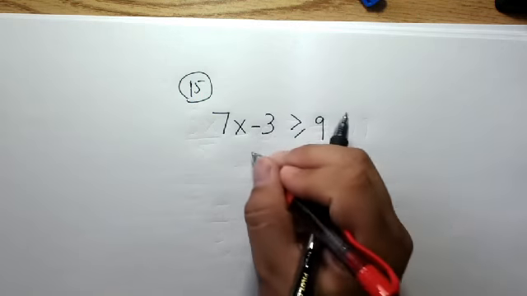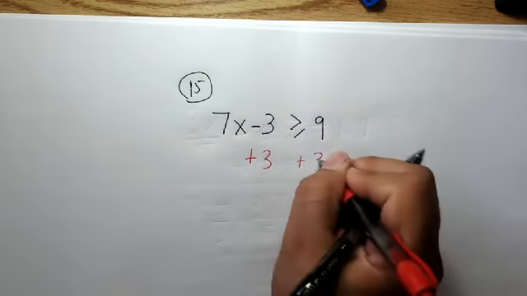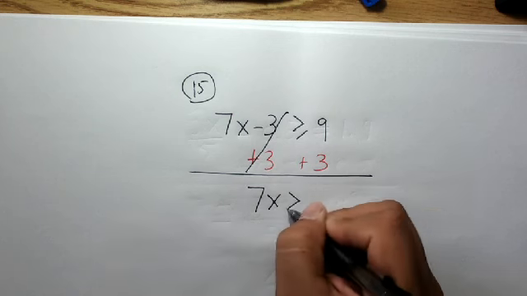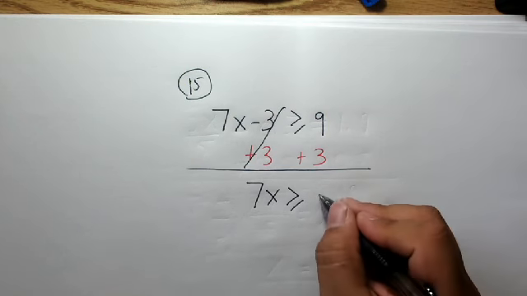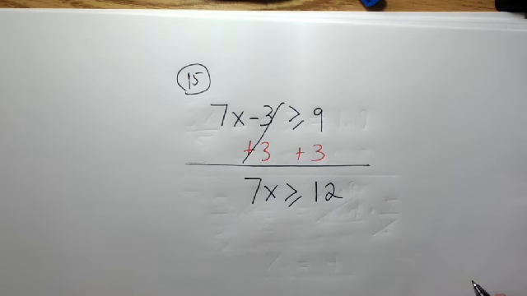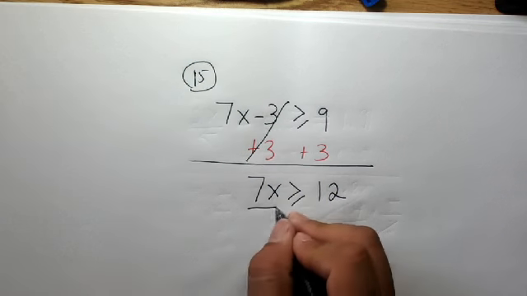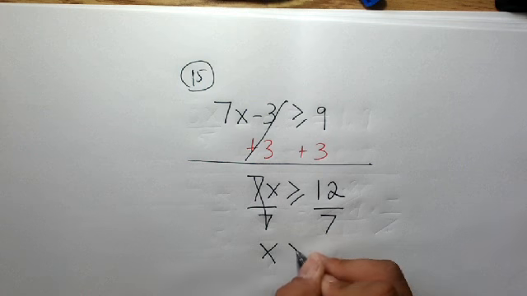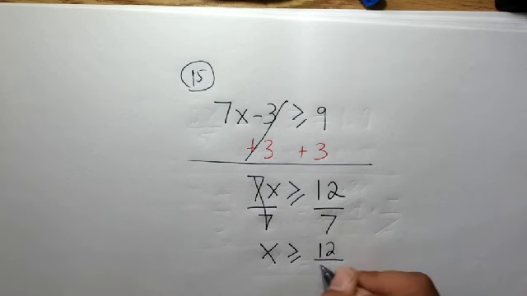Do you add 3? You add 3, and that would give you 7x is greater than or equal to 9 plus 3, which is 12. And then what would be the next step here? Divide by 7. So x is greater than or equal to 12 sevenths.